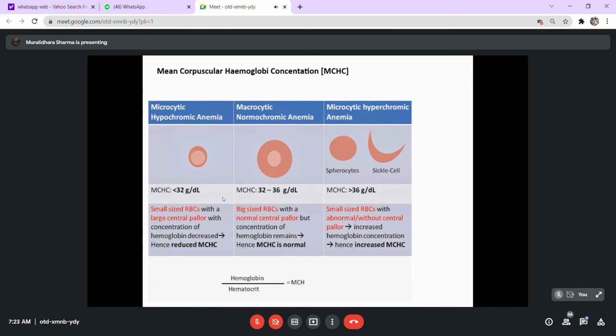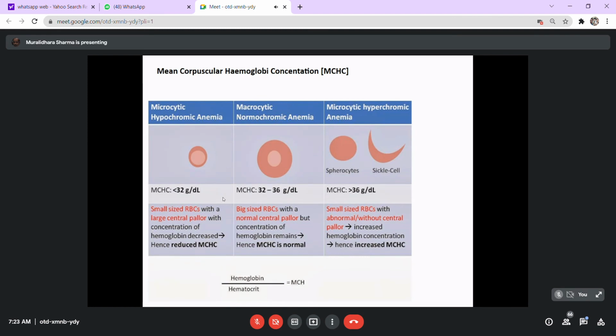Similarly, another variation is the mean corpuscular hemoglobin concentration. Now, mean corpuscular hemoglobin concentration gives you a combined impression about the volume of the RBCs as well as the hemoglobin concentration.